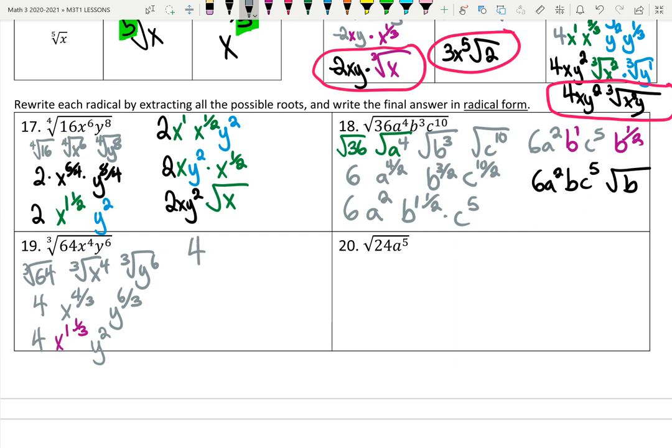I'm going to rewrite it again, but I'm going to organize my whole rationals to the left, keep my fractionals to the right, and then I'm going to convert it back. For x, because to the first I don't have to keep rewriting it, it becomes the cube root of x.